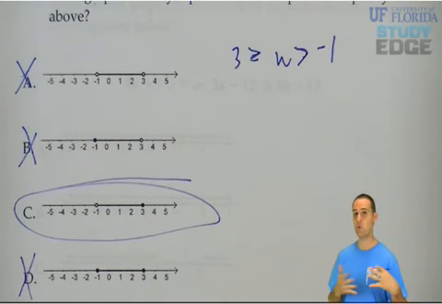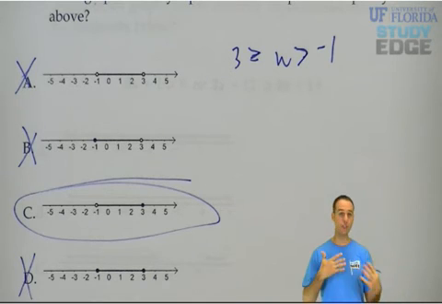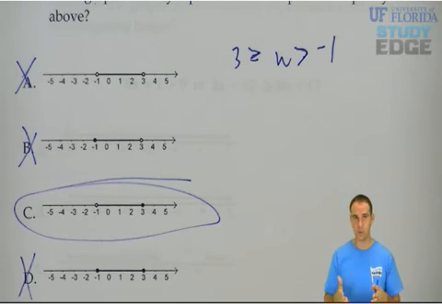So you knew one had to be open and one had to be closed. You could have narrowed it down to 2 answers, but you had to be very careful solving this inequality.